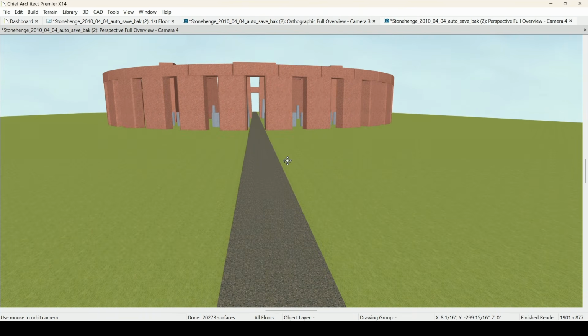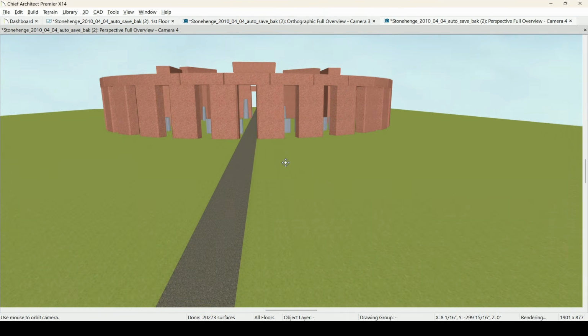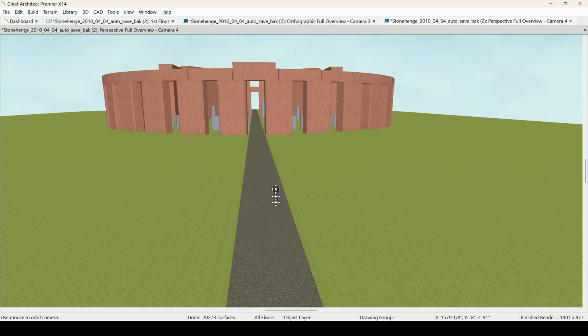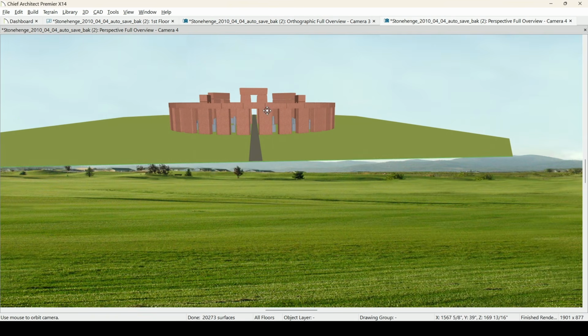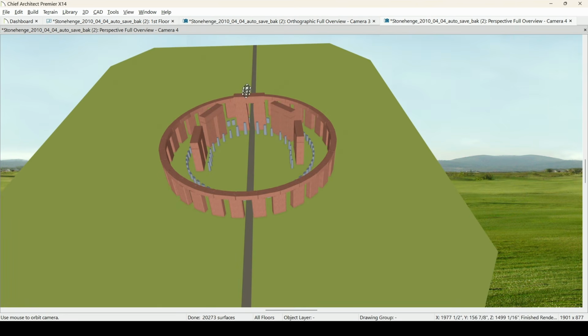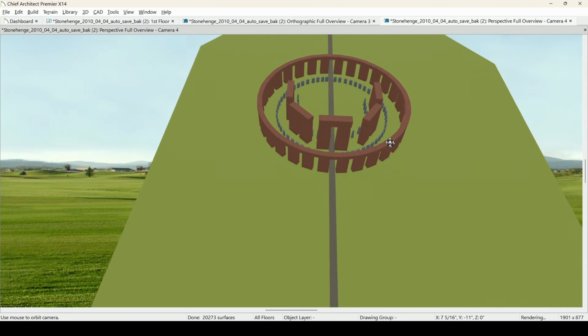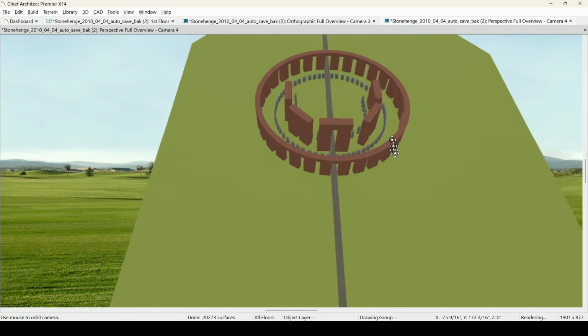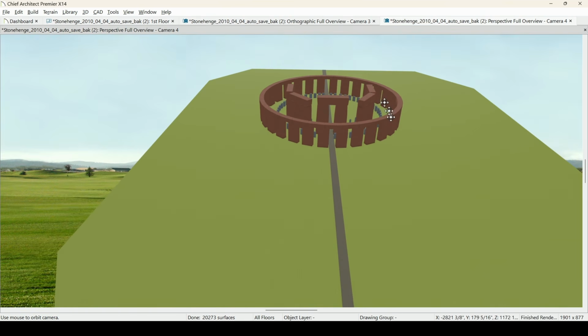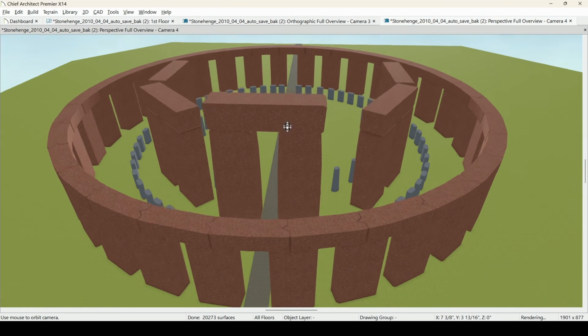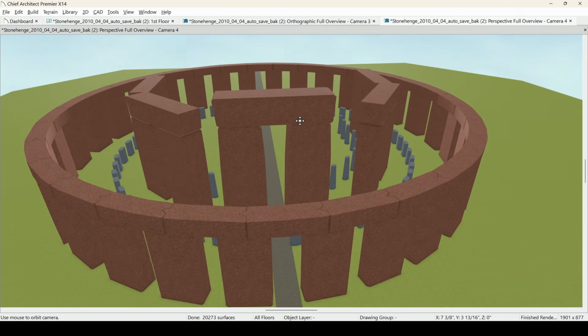Now, the alignment is directly along that solstitial axis that you see here. And in the assumed reassembly of the monument, you would have had an opening all the way through here, marking that line on the summer solstice where the sun would be rising. It should go this way, okay, like this. So I hope that gives you the general picture of it.